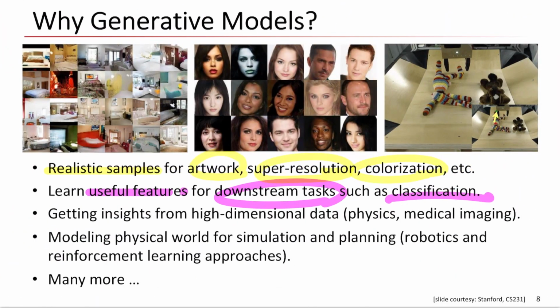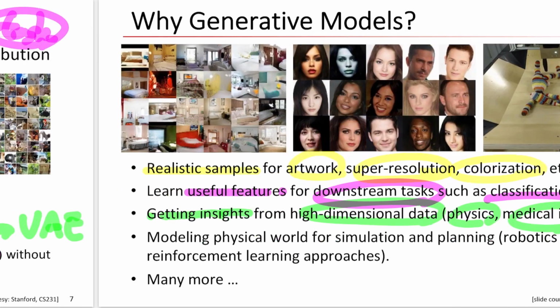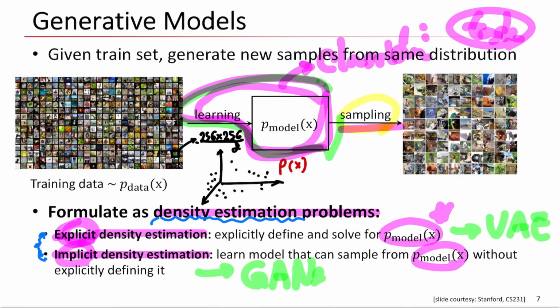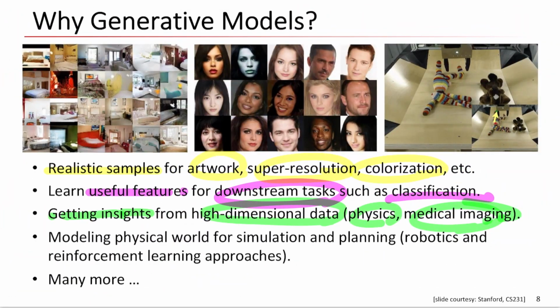So yeah, this is very useful, and by using this generative model, we can get insight from high-dimensional data, something from the physics world or medical images. By modeling this probability from the real data, we can understand the real data. Okay, then we can model the physical world for simulation and planning in robotics or reinforcement learning approaches, something like this. So yeah, there are several reasons we have to think about the generative model.